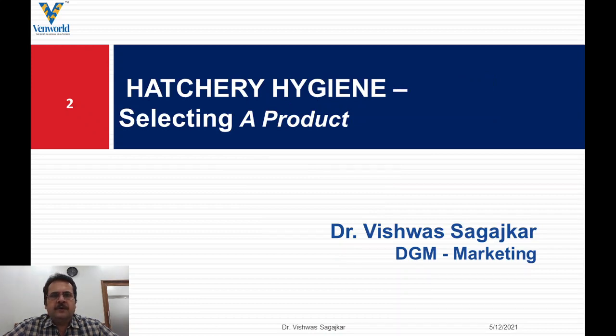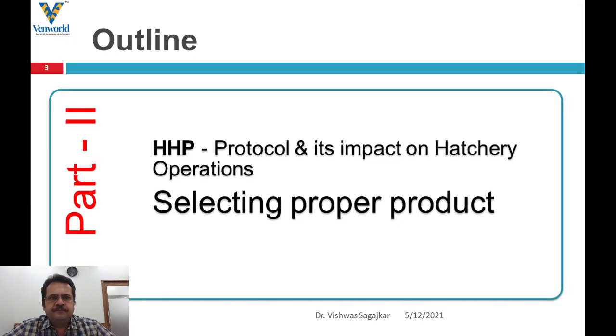When we are talking about hatchery hygiene, apart from the procedure of hatchery hygiene that we have seen in part one, it is very important which area and what kind of product is to be used. It decides the efficacy of your hatchery hygiene program. So this is a very important aspect of hatchery hygiene. In part one, we saw the hatchery hygiene program, protocol and its impact on hatchery operations, and now we are going to talk about selecting a proper product.